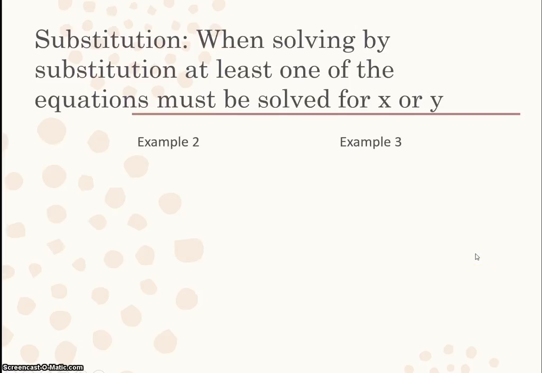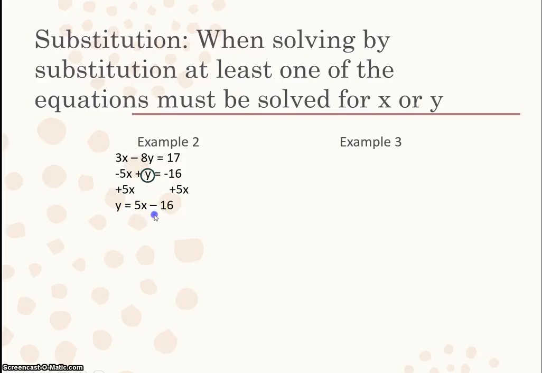Another way to solve systems is through substitution. When you're solving by substitution, at least one of the equations must be solved for x or y. So in our first example, we have to have one of these solved for x or y. Well, the easiest one to deal with is the second one. We can get this solved for y very easily by adding 5x to both sides. So when we do that, we get y equals 5x minus 16.